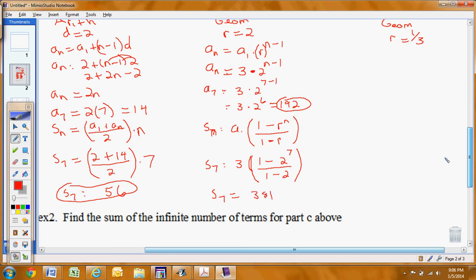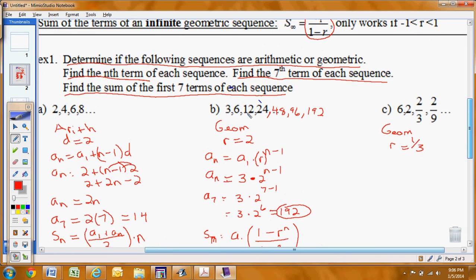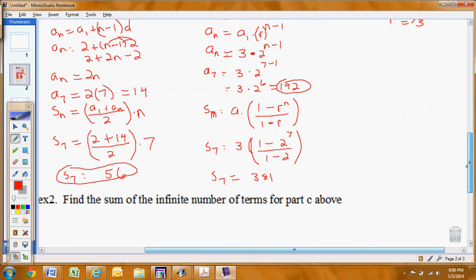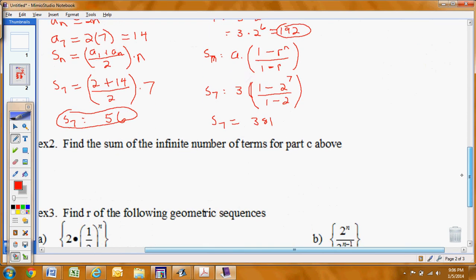And again, if we wanted to check that answer, if we just added all 7 of those terms right there, we should end up with 381. So just to make sure you understand what you're doing. All right, we can do the same thing over here with this one. To save some time right now, I'm not going to do that, but we could do the nth term. We go through and do all this stuff, exactly the same thing with part C there.